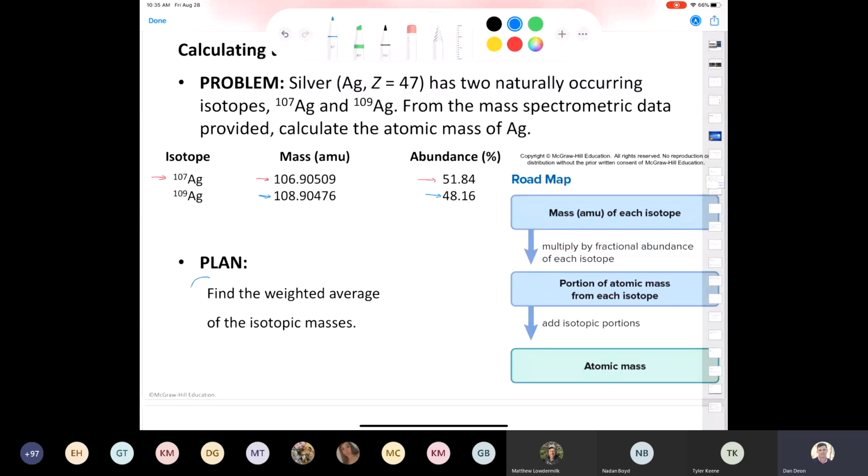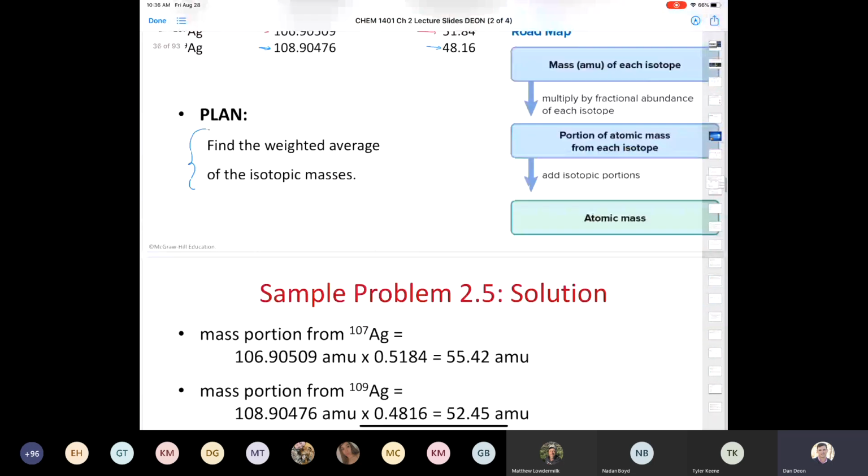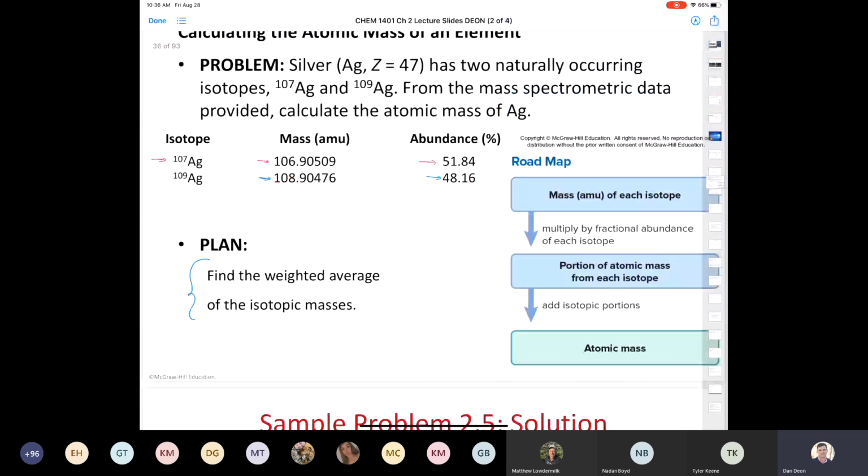All we have to do is find a weighted average. Nothing more than that. And if you're like, Mr. Deon, is that all I have to do, just find a weighted average? Heck yeah, nothing else. Let me show you how you do that if you're unsure how to find a weighted average. Let's put here atomic mass. I'll be a real teacher here.